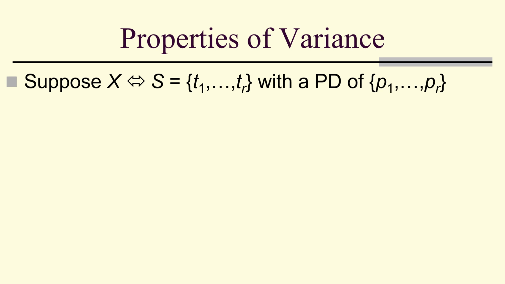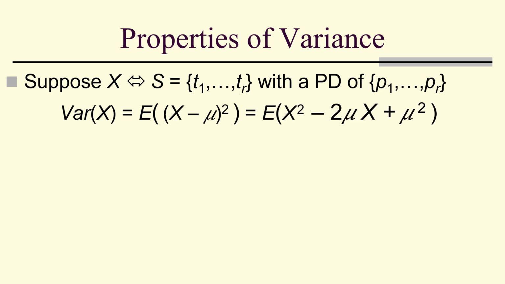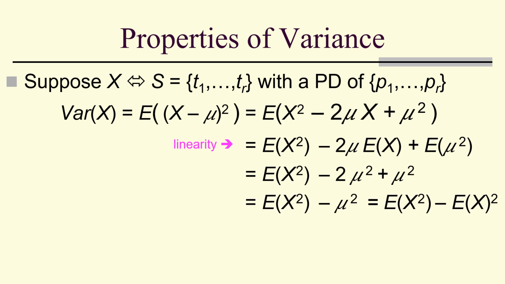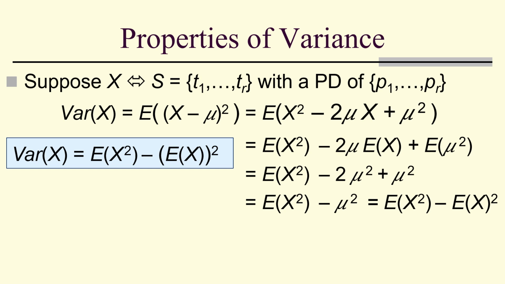So again, we've got an x associated with a set S with a probability distribution. The variance is the expected value of the quantity x minus mu squared. And we square that, use linearity. And notice that E of x is also mu, so we've got minus 2 mu squared. The last one is the expected value of the constant mu squared, which is mu squared. And so we simplify a little bit, and notice that we've got the expected value of x squared minus the expected value of x, that entire quantity, squared. So there's our first property of variance.